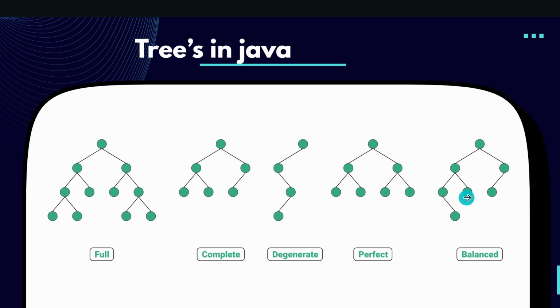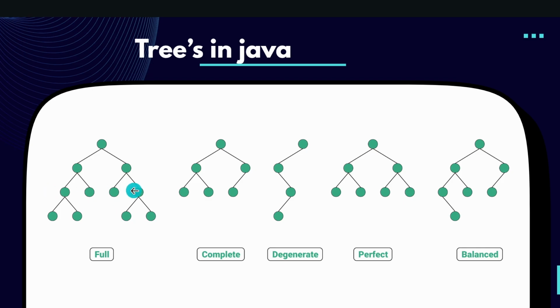So in the balanced tree, that is the AVL tree. In the perfect tree, everything has to be at the same level and the same number of nodes should be there, and 2 to the power n nodes should be there. Okay, 2 to the power 2, which is 4. But in this case, that's not the case.